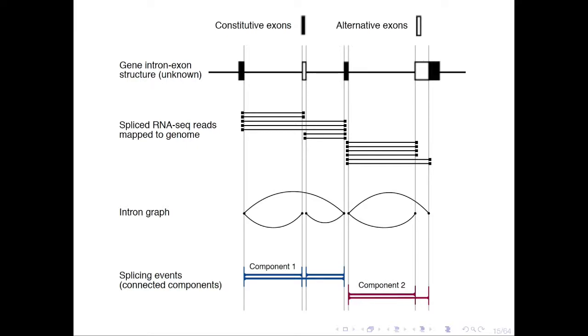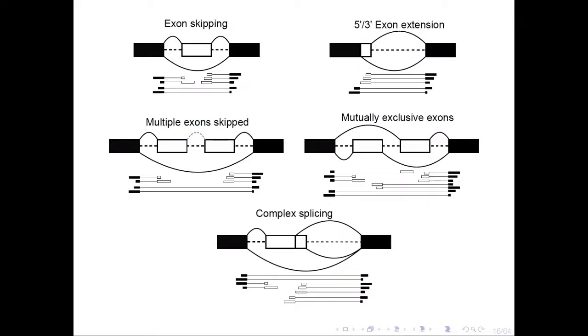The quantification that we're going to then think about is the relative usage of each intron relative to the other introns in the same splicing component. And I just want to emphasize here that this lets us model all of those more complex splicing events that I showed you a couple of slides back. I'm also showing here the spliced reads that support different splicing choices in each of these settings.